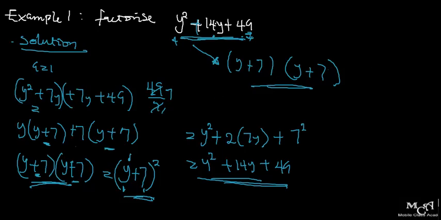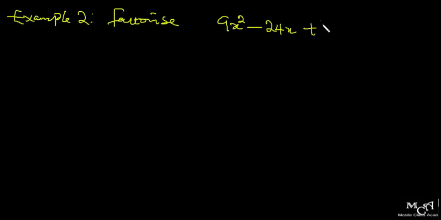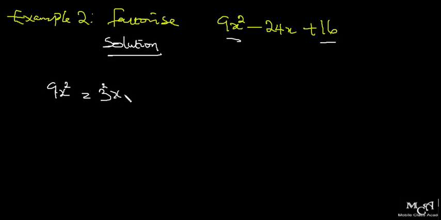Now let's look at example 2. Example 2 is: factorize 9x squared minus 24x plus 16. So look at this equation. Solution: 9x squared and 16. Do they look like perfect squares? Now, what is the perfect square of this? If we have 9x squared, can we break it down? If we do that, we are going to have 3 squared x squared, right? So we are going to have this as 3x squared, right? Now, if we have 16, it's going to be 4 squared.